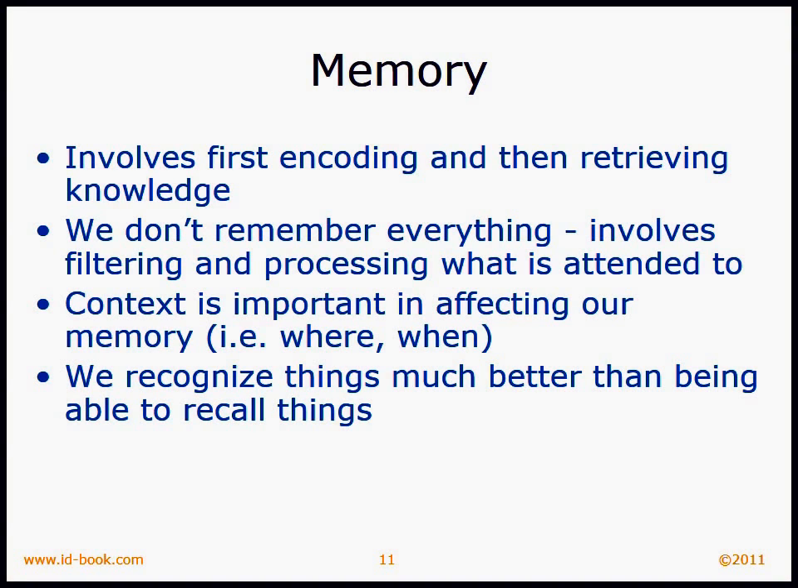So folks, now look at it. Memory, which is another very important aspect of the cognition process. It involves first encoding and retrieving the knowledge. We don't remember everything, so we need to involve filtering and processing what is attended to. Then context is very important, where and when. And we recognize things much better than we are able to recall them.